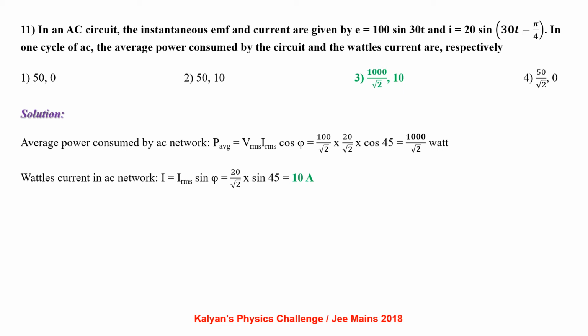Average power consumed by AC network, P average equal to Vrms Irms cos phi. Here it is 100 by root 2 into 20 by root 2 into cos 45. That comes out to be 1000 by root 2 watt. Wattless current in AC network, I equal to Irms sin phi, that is 20 by root 2 sin 45, that is 10 ampere.